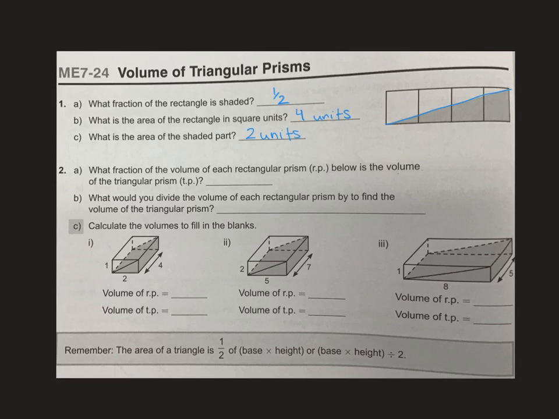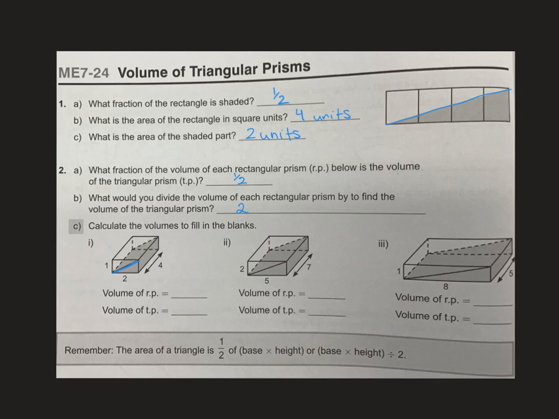So then if we look through, what fraction of the volume of a rectangular prism below is the volume of the triangular prism? So if we were to look at a rectangular prism and we were to get a triangular prism out of it, we're essentially cutting it into how many pieces? Because we're essentially cutting it in half, it would be half of the volume. So what would you divide the volume of each rectangular prism by to find the volume? You would divide it by 2.